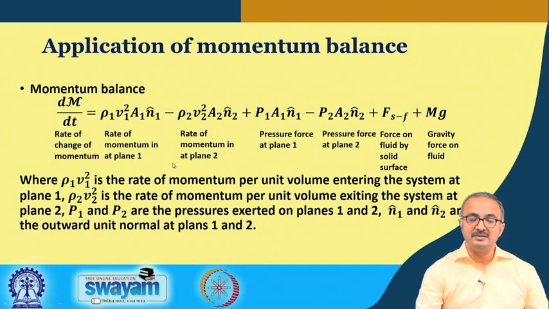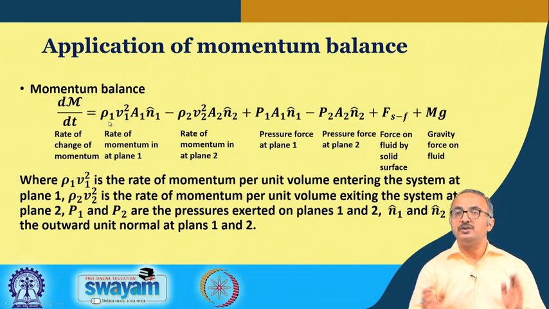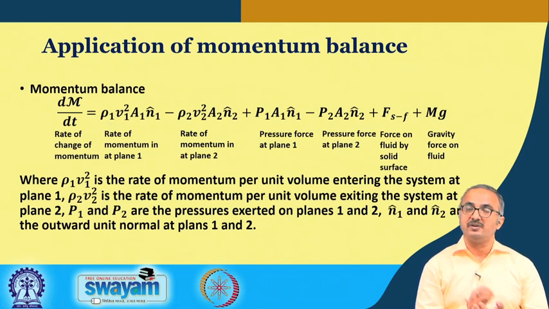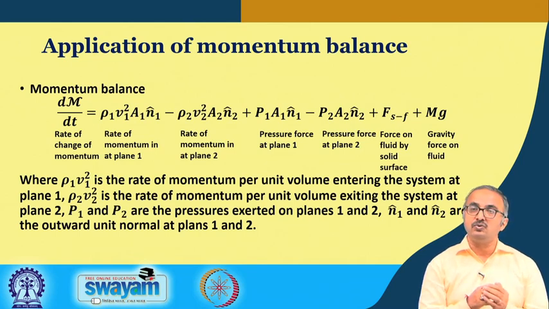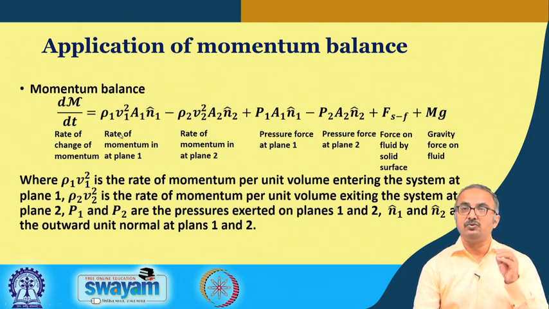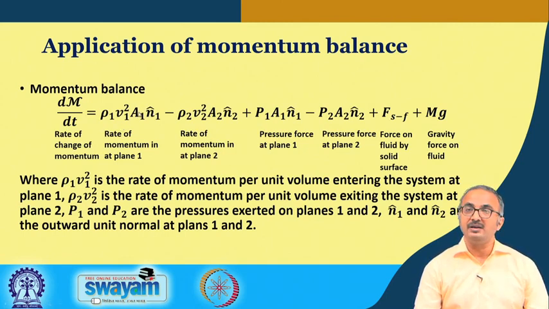Next we come to the momentum balance. It is also quite simple: this is the rate of change of momentum and this is the rate of momentum into the system. How are we obtaining it? Here you see rho 1 into V1 into V1. So, rho 1 into V1, that is density into velocity, is the rate of change of the mass, that means the mass flow rate. Mass into velocity is the momentum. So, that is m into v, or rho 1 V1 into V1, is the rate of momentum going into the system, and into the area.